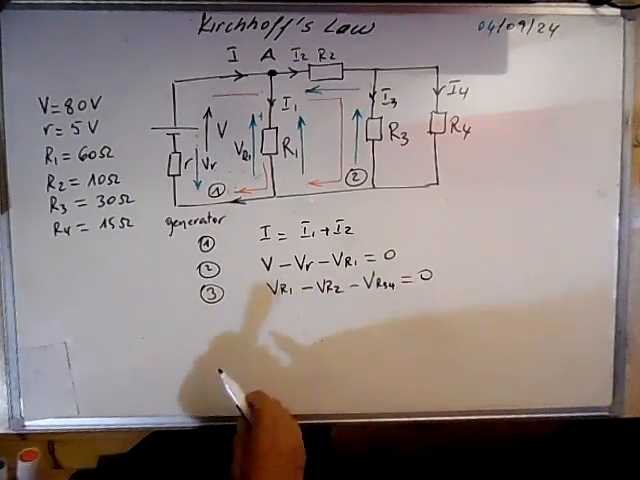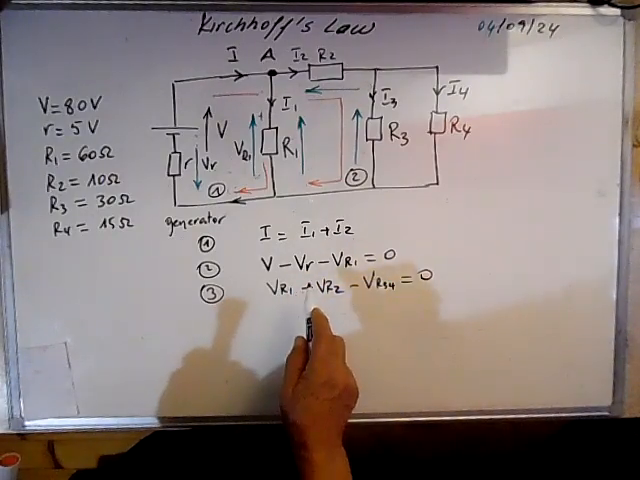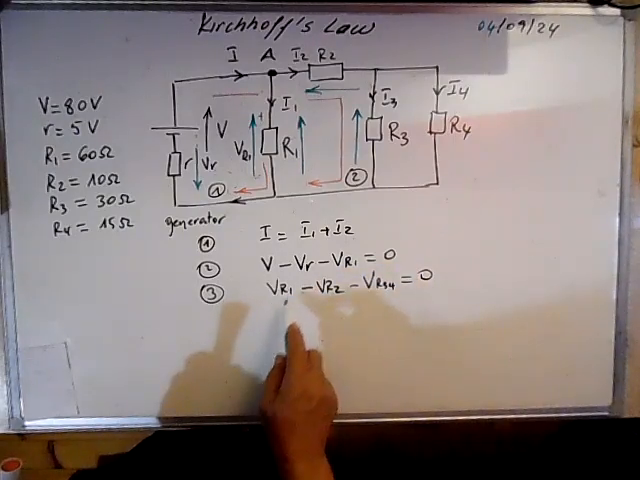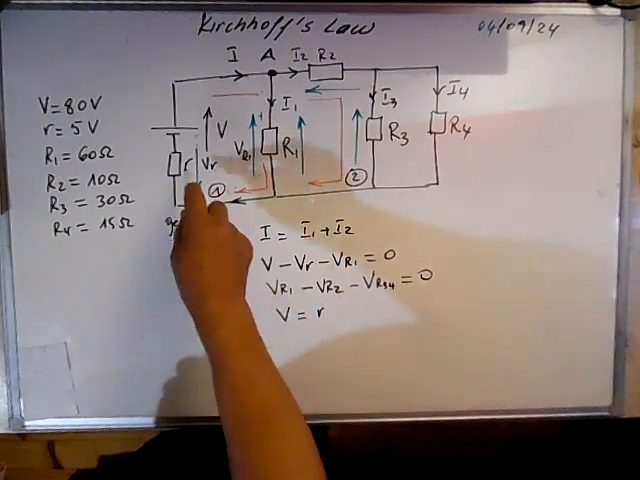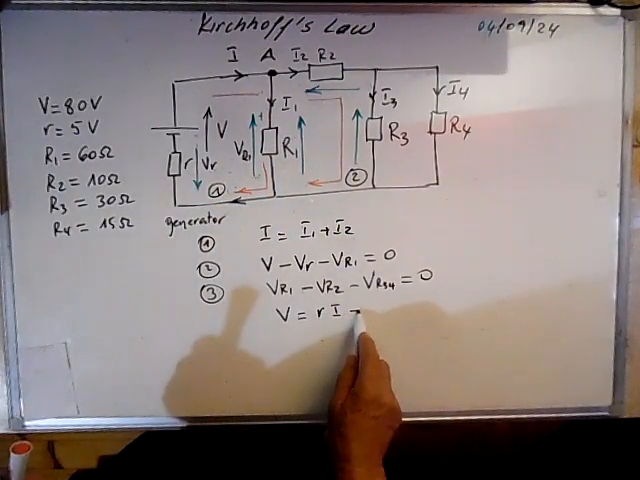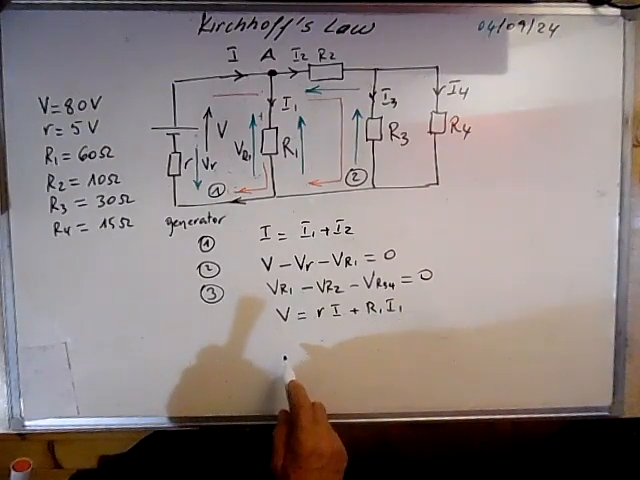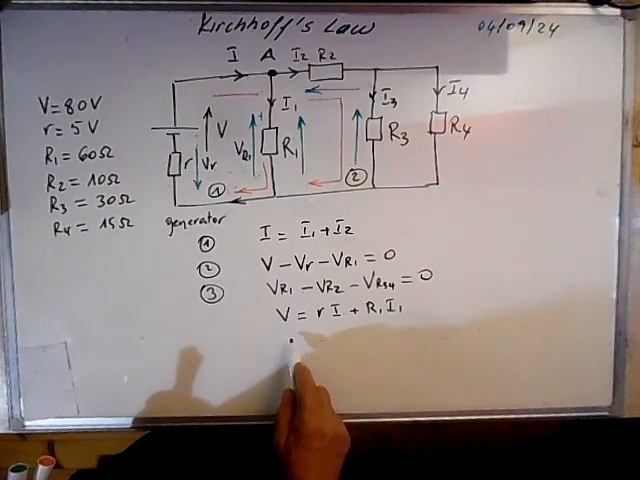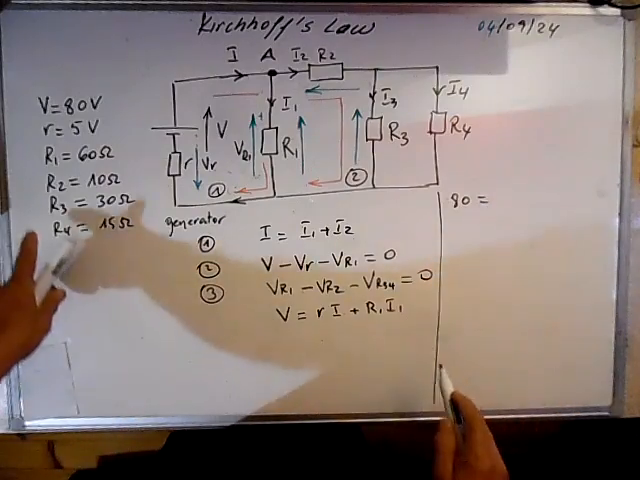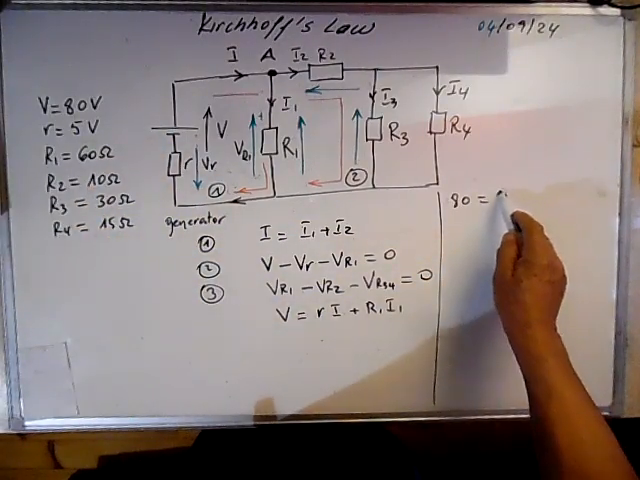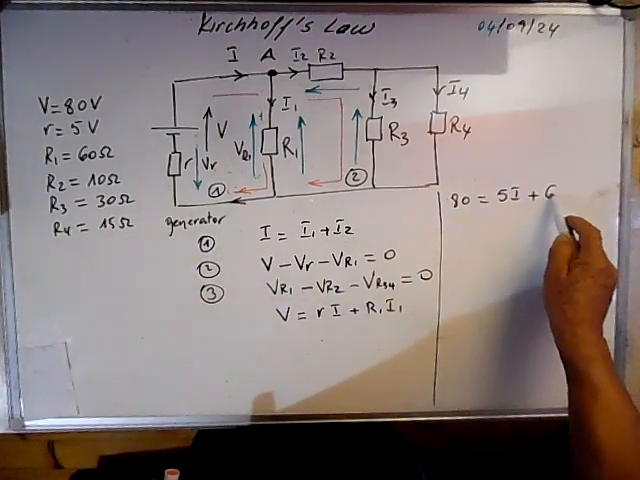Now, let's use Ohm's law. Here V is equal to R times I, the drop here, plus R1 times I1. So it means V is 80. So let's write, 80 is equal to R is 5, 5I plus R1, 60 I1.